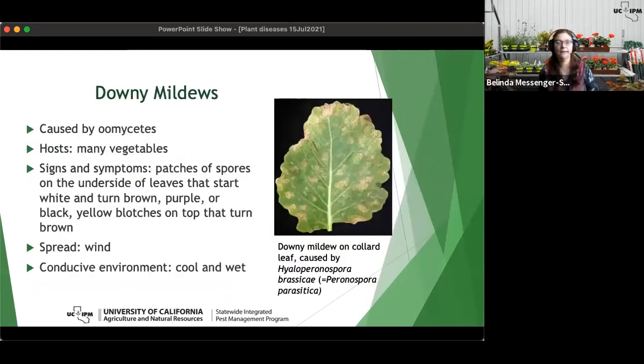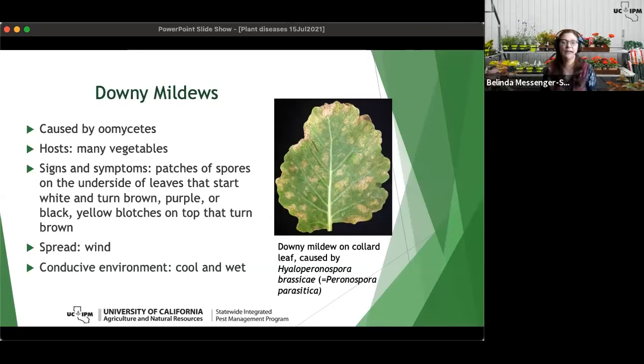Next slide, please. With downy mildew. Downy mildew is caused by oomycetes, which are those pathogens that sometimes are called water molds, but are actually a form of brown algae. They're not fungi. Many vegetable plants are susceptible to downy mildew, including cucurbits, cole crops, lettuce, peas, spinach, onions, and garlic.